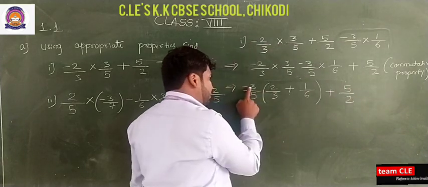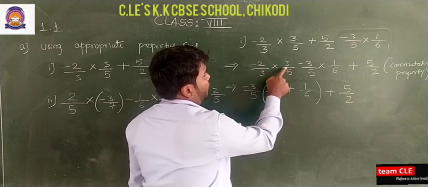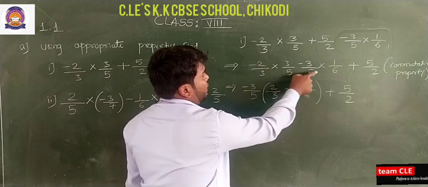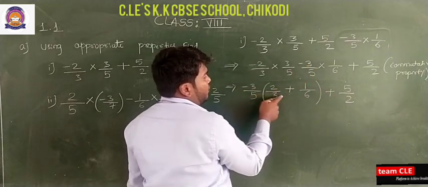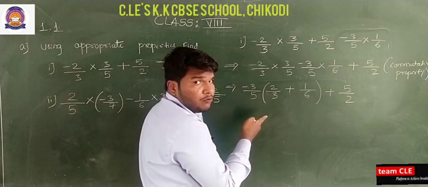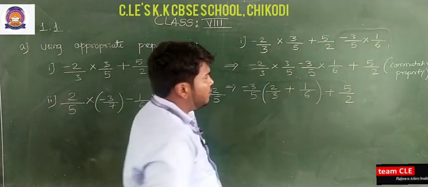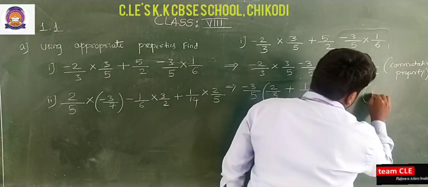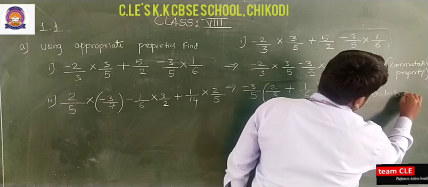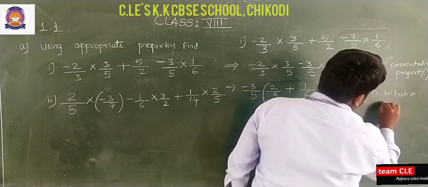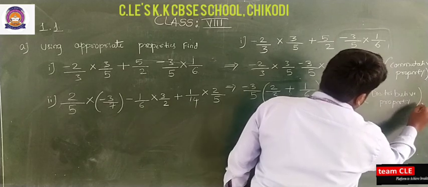If I again multiply minus 3 by 5 into 2 by 3, you will get the same thing as in step 1. So does it look like the distributive property? If you multiply this inside, again you will get the distributive property. Just write, this is the distributive property.